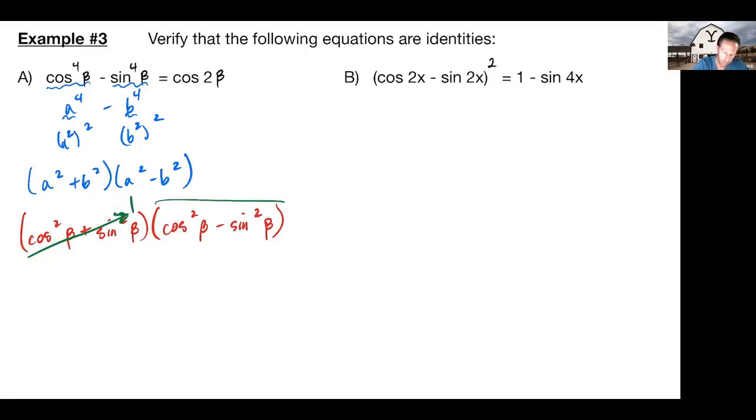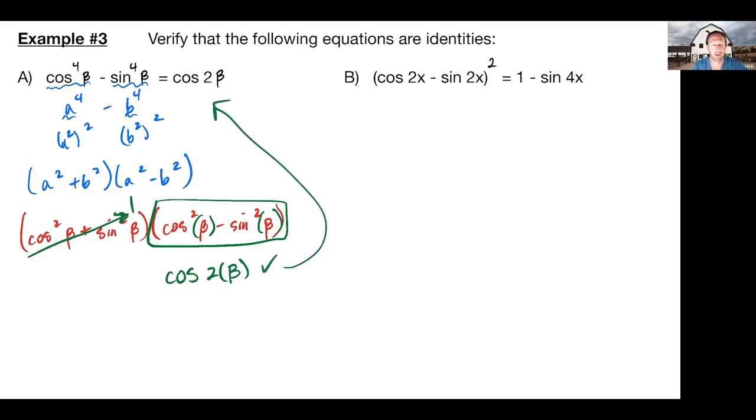And we know 1 times this is that. And that right there is our first double angle identity that we came up with. It is cosine of 2 times our angle, which our angle in this one is beta. And that is exactly what they wanted us to verify or prove.